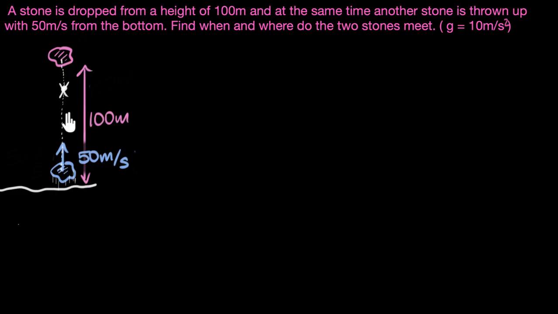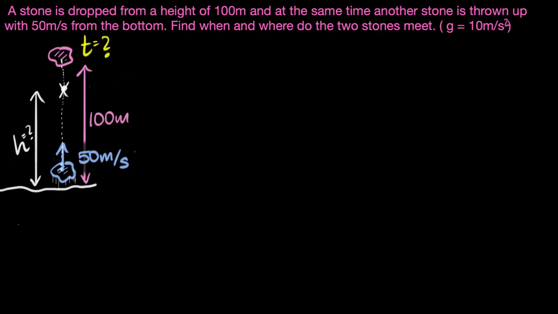They're gonna hit each other at some point. We need to figure out when. That means we need to figure out after how long after we have thrown and dropped them. So time is what we need to calculate. And we need to also figure out where exactly, what point is this? So maybe we need to calculate the height. Either we can calculate this distance or from the top, anything is fine. We'll calculate the height, let's say. So these are the two things we need to calculate.